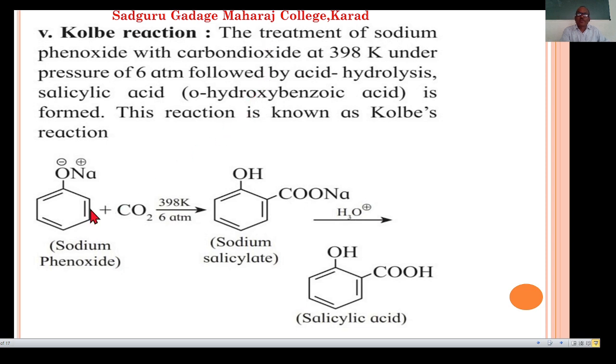In the first step, sodium phenoxide is treated with carbon dioxide, CO2. Temperature for this reaction is 398 Kelvin and pressure is 6 atmospheric pressure. The first product is sodium salicylate, with COONa and this OH group. And this product on acid hydrolysis gives salicylic acid. So this reaction is called Kolbe's reaction.